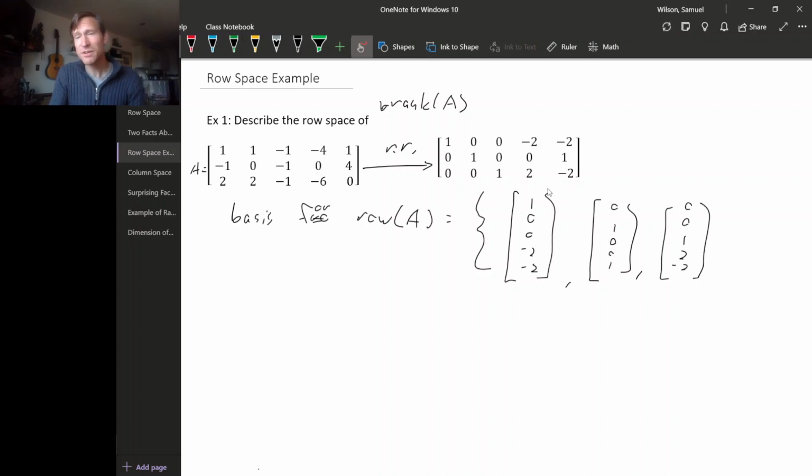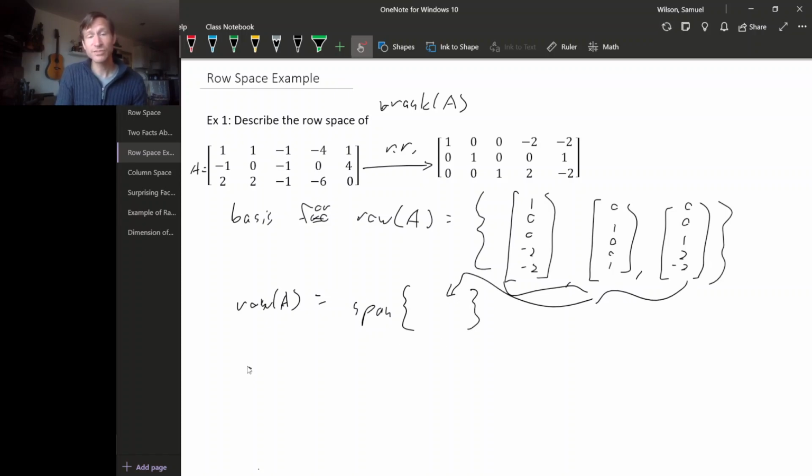All right, and sure enough, these are linearly independent, as we knew they would have to be. Non-zero rows of a reduced row echelon form are always linearly independent, as we know. So this is a basis for the row space. So the row space of A is the span of these three vectors.